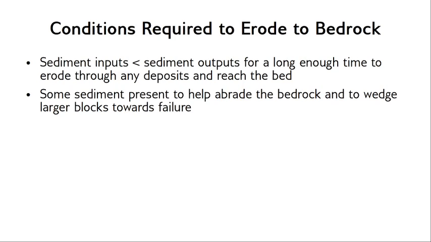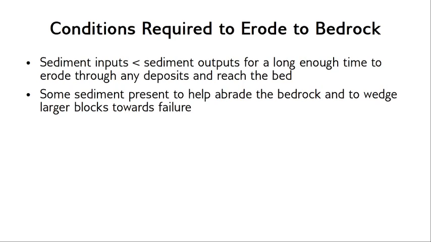And so this is actually a little bit strangely worded, so I apologize. What I really mean here is that the sediment inputs are less than the sediment outputs for a long enough time to erode through any deposits and reach the bed. And so then what would happen after that is the potential to remove sediment from this river reach would exceed the amount of supply entering the reach. And so the bed would always remain accessible because the flow would always be able to scour away that sediment.